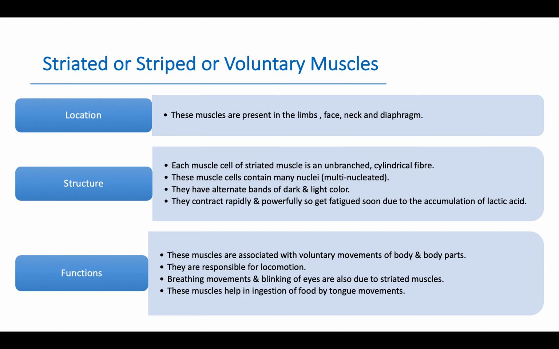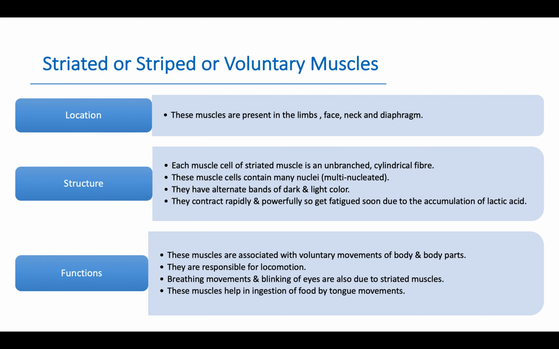Striated or striped or voluntary muscles. Striated because they have striations, strips having dark and light bands present on the surface. Voluntary as they work according to our will. Location of striated muscles. These muscles are present in the limbs, face, neck, and diaphragm.